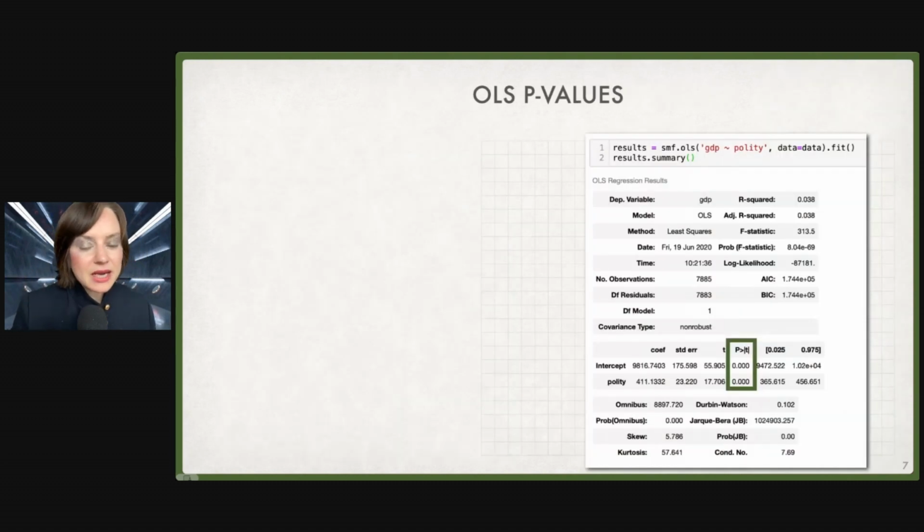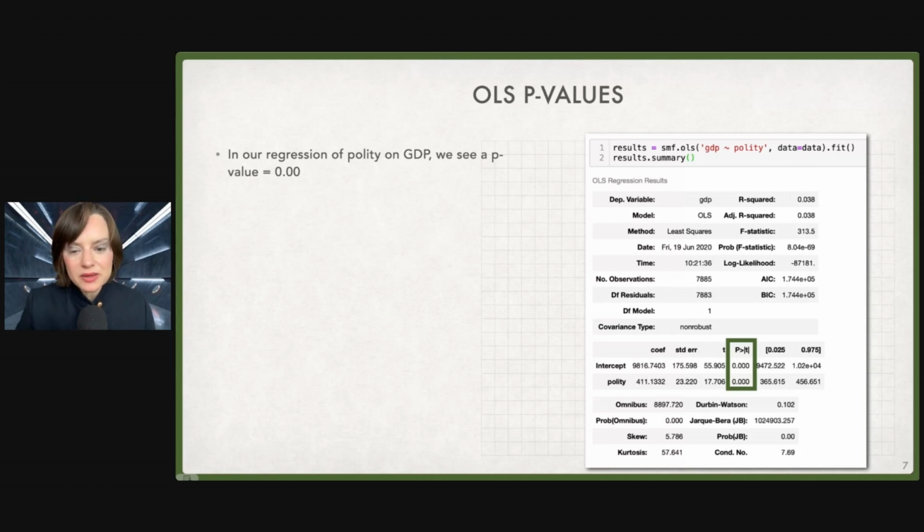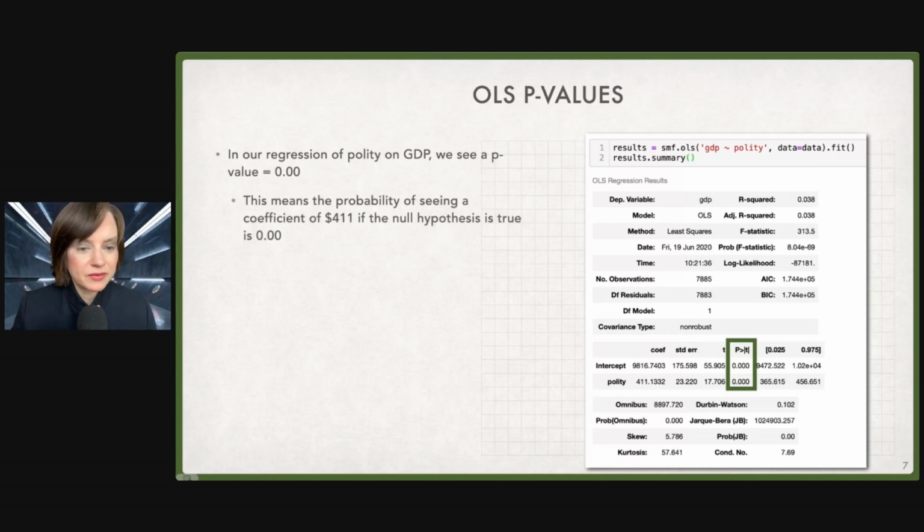Let's push on. The next thing I want to focus on in our output table is p-values. So p-values, we can look at our regression results right down here. We see that in our regression of polity on GDP, the p-value is 0.00. This means, here's how we interpret our p-values.